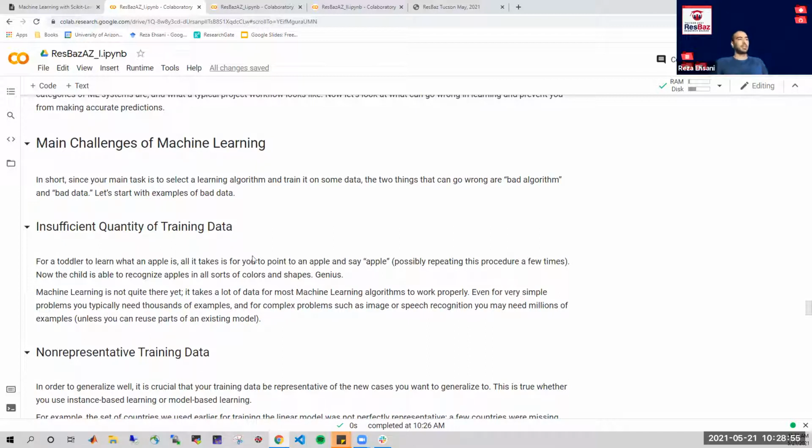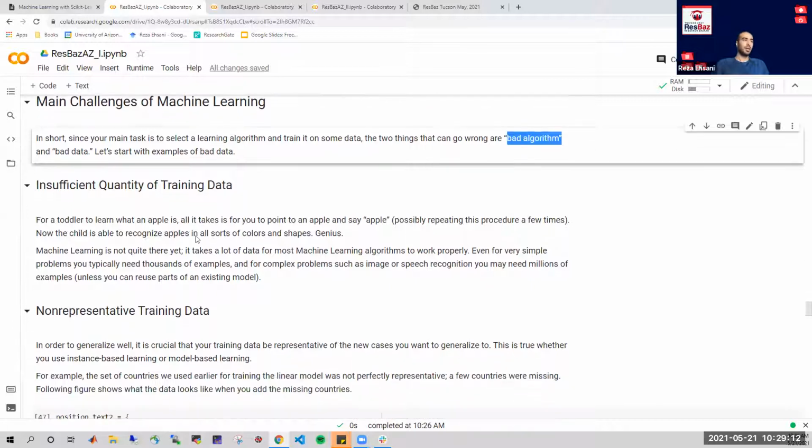In short, since our task is to select the learning algorithm and train it on some data, two things can go wrong. We can have bad data and we can have bad algorithms. So we will start with bad data, what we mean by bad data, and then we will see what bad algorithm means. So the first thing we mean by bad data is insufficient quantity of training data. So for training almost all of the machine learning algorithms, we need a lot of data.